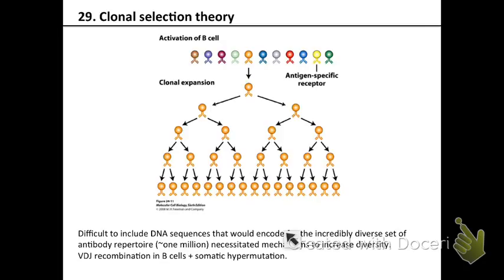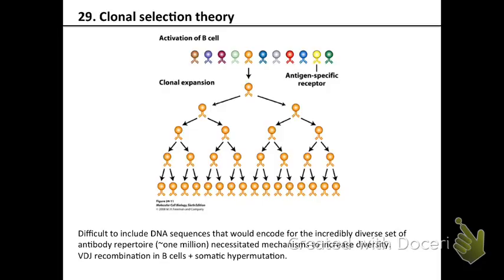So, like I said, it's difficult to include the DNA sequences that would encode for this incredibly diverse antibody repertoire. That necessitates mechanisms to increase diversity. And one of these mechanisms I think you went through is the VDJ recombination. So basically using this combinatorial system to generate many different combinations of the antibodies. You have several numbers of each segment of an antibody, and they can get combinatorially joined to each other, giving rise to many antibodies.